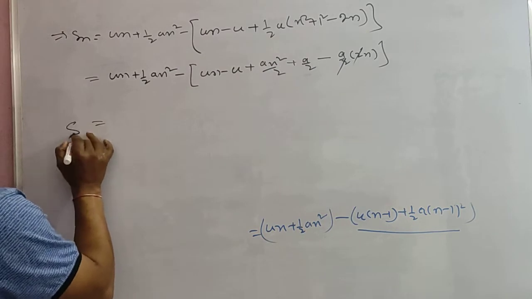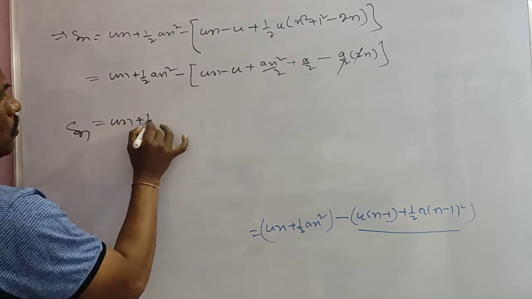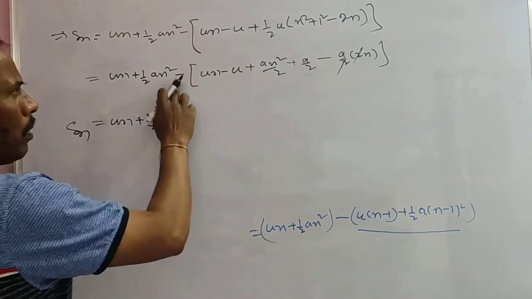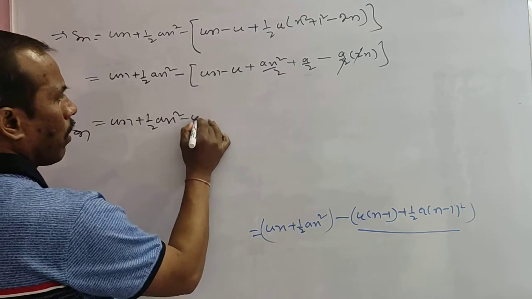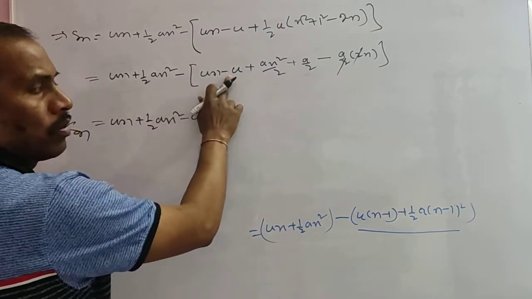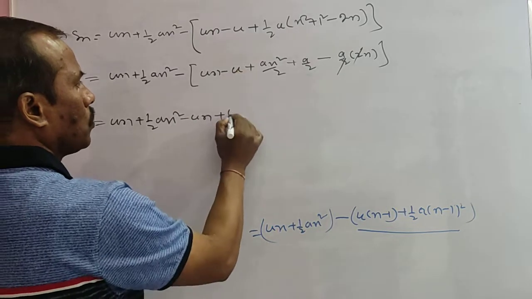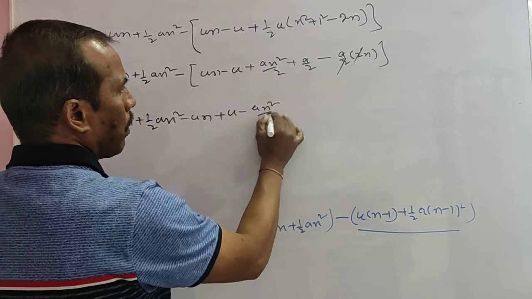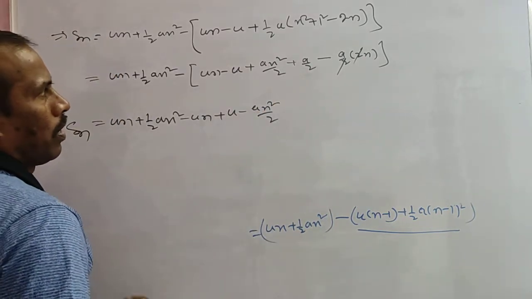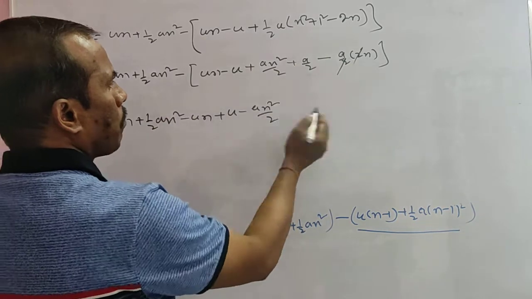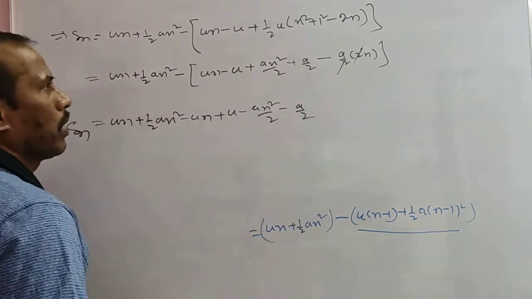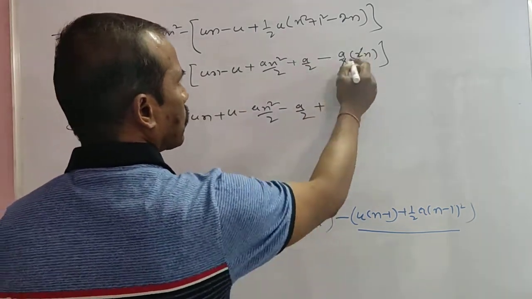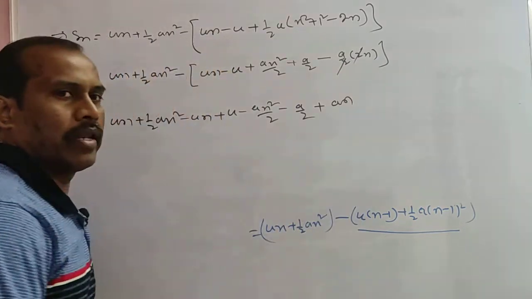Now it simplifies. Here Sn is equal to un plus 1 by 2 a n square. Inside, open this bracket: minus un, minus into minus plus u, minus a n square by 2, minus a by 2, and minus into minus plus, so remaining here is an.